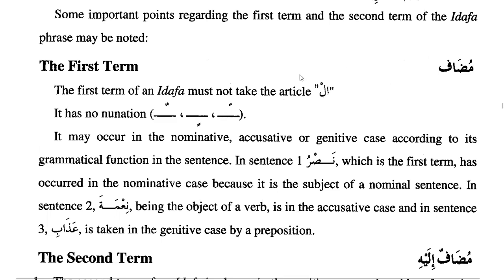Then what else? Then the nominative case. Sometimes the mudaf will be marfu, sometimes the mudaf will be mansub, and sometimes the mudaf will be majroor, depending upon the sentence grammar. So you have learned three points here. First point, you can't use al with mudaf. Second point, you can't use tanween with mudaf. Third point, sometimes mudaf will be marfu, sometimes mansub, and sometimes majroor.